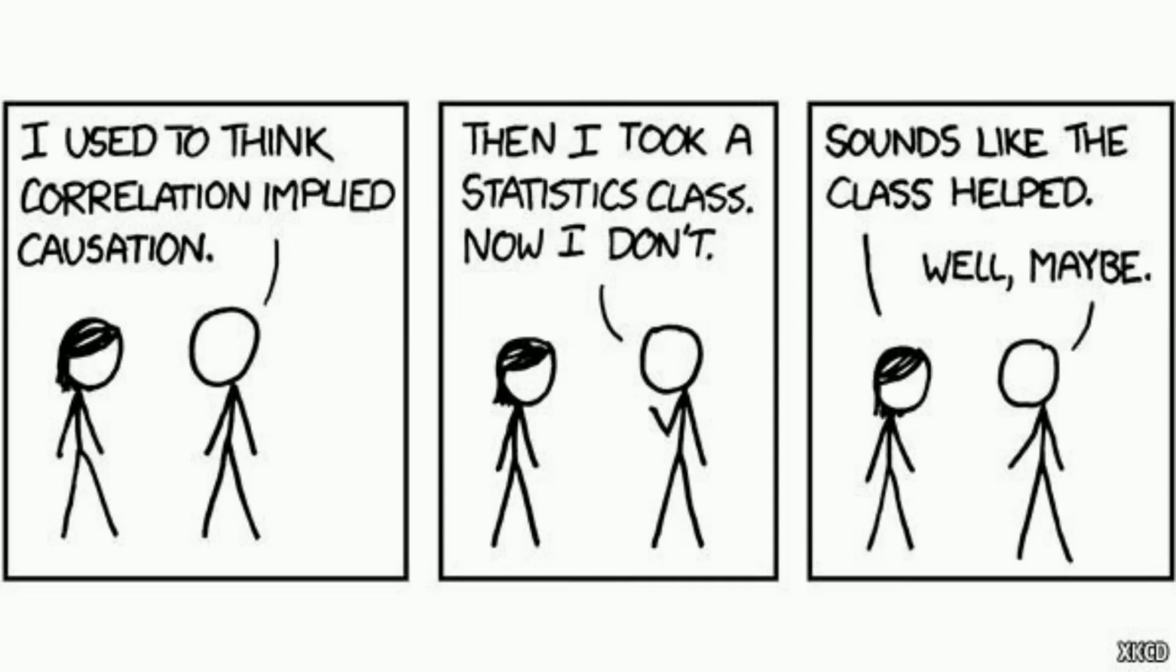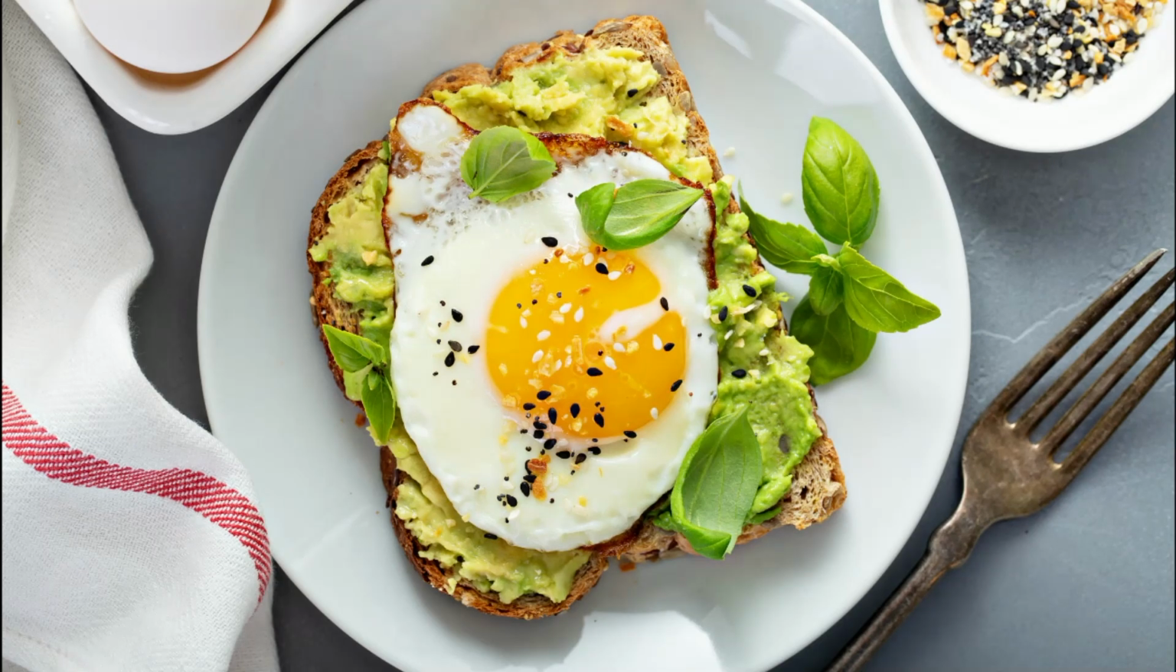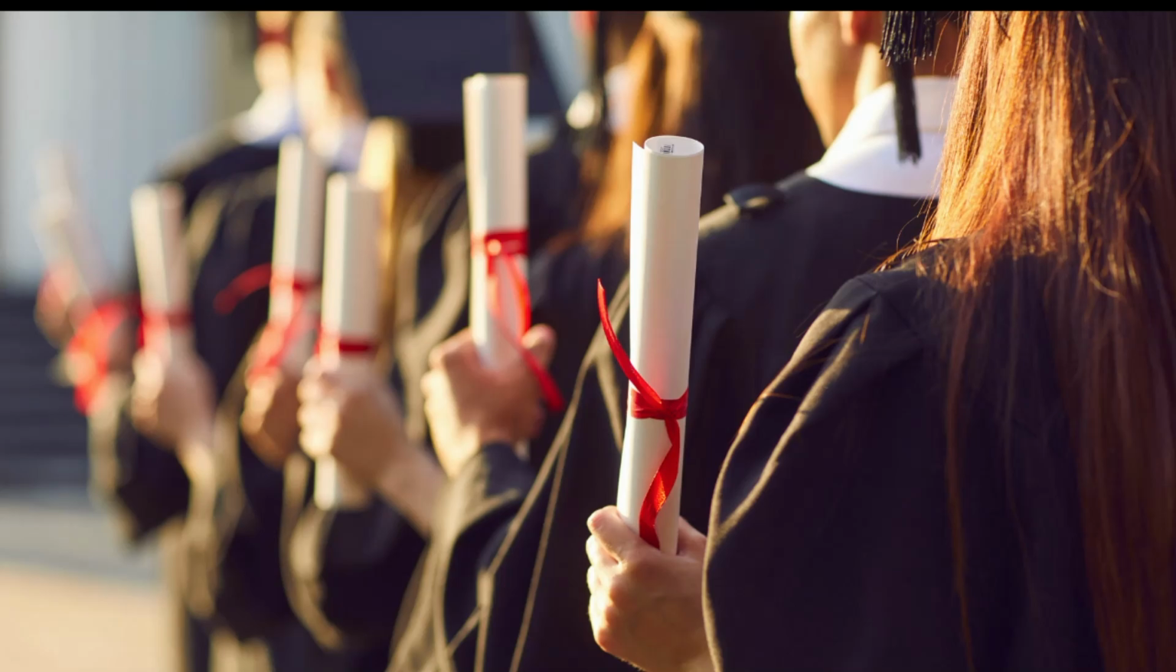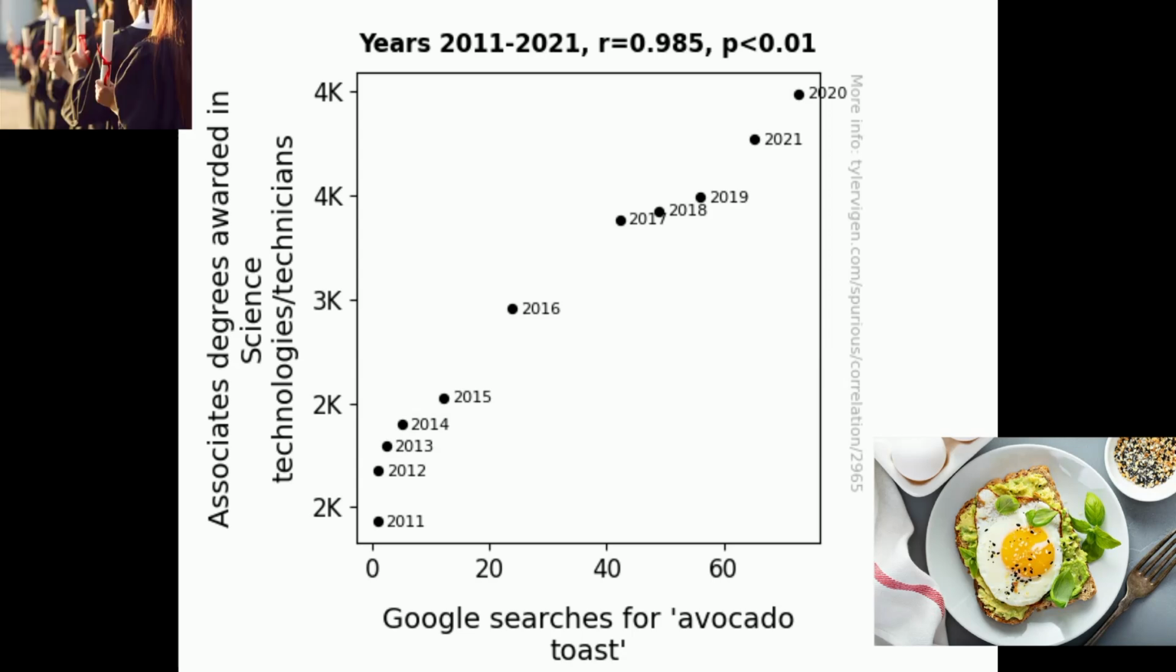Let's take a look at some fascinating examples of spurious correlations, relationships that look connected but actually have no cause and effect link. Prepare yourself for some quirky connections. First up, we have correlation between Google searches for avocado toast and the number of associate degrees in science technologies. Now, we all know avocado toast is trendy, but does it really have anything to do with students earning science degrees? Probably not. Yet the data shows they rise together, with a very strong correlation coefficient of r equal to 0.985, a classic case of correlation, not causation.